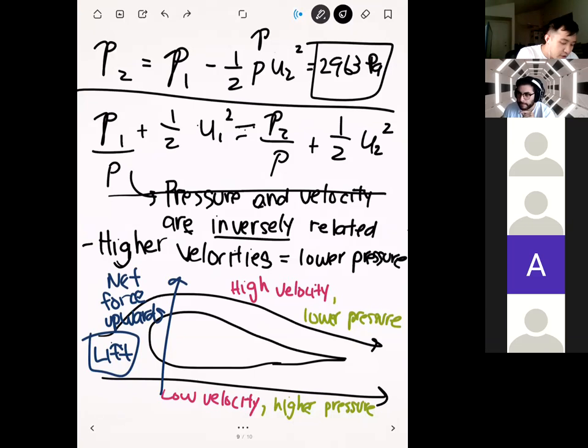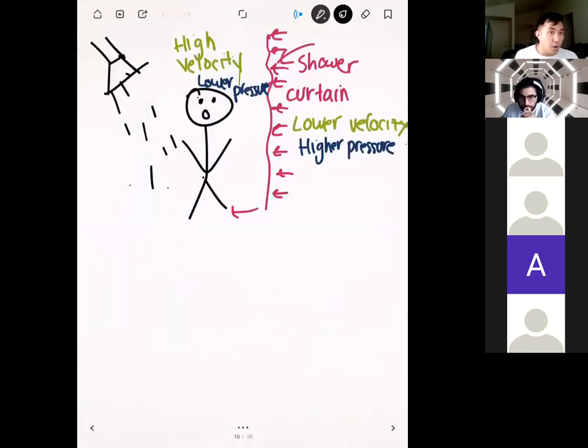Yeah, so that's one of the main consequences of the Bernoulli equation, this inverse relationship between pressure and velocity. Okay. So there's one more concept that I want to go over, and it's another way to cleverly use Bernoulli and conservation of mass, and this is this idea of flow rate measurement.